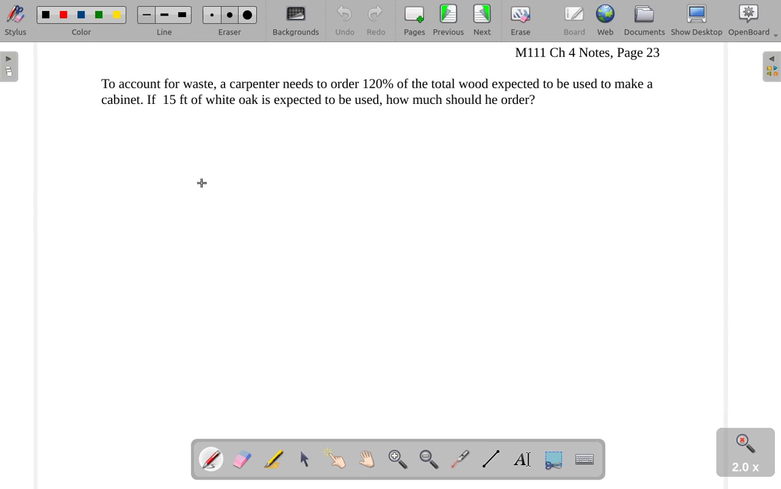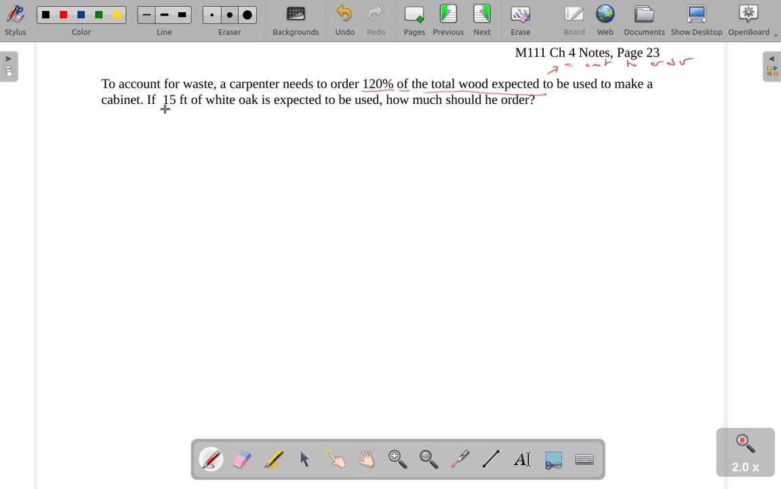You need to look for your equation in here, and the equation is going to be somewhere in some sort of statement in the problem that relates these numbers that we're describing. So you need to order 120% of the total wood expected. That's going to give you the amount to order equals amount to order. So a lot of these word problems, it's just a matter of reading through here and figuring out where your equation is. So the next step would be to take this, 120% of the total wood expected is the amount to order, kind of putting the rest of this together.